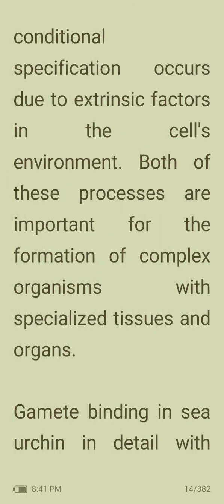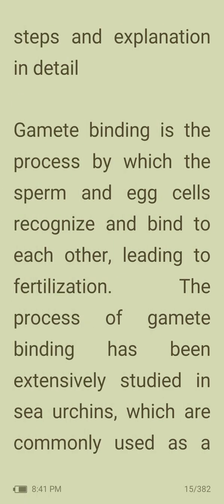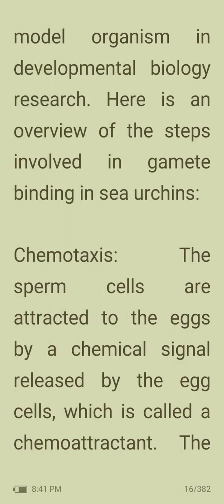So next, gamete binding in sea urchin. Gamete binding is the process by which the sperm and egg cells recognize and bind to each other, leading to fertilization. The process of gamete binding has been extensively studied in sea urchins, which are commonly used as a model organism in developmental biology research.